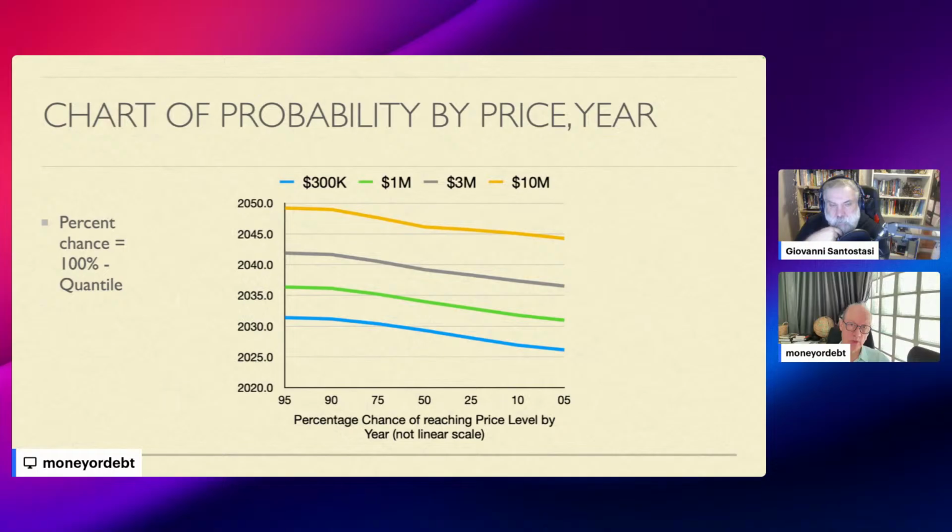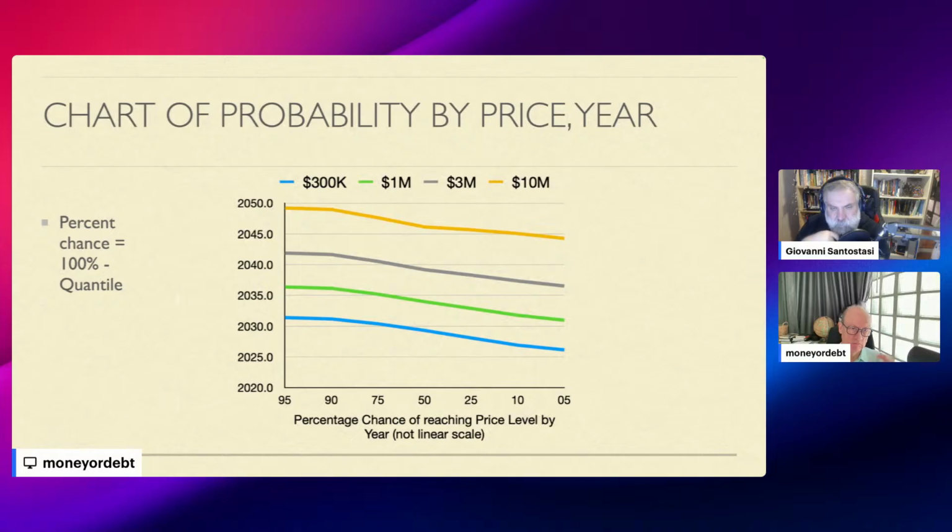So the way you would read this is, for 300K price point, I have a small chance of reaching it in 2026 or 2027, 10% or less. But I have a very high probability, 90% or better, of reaching it by 2031. And the mean expectation is 2029.